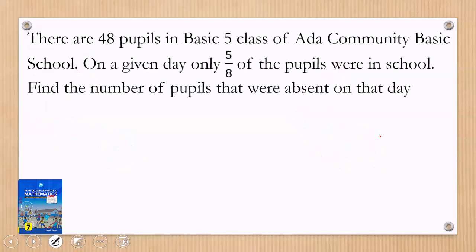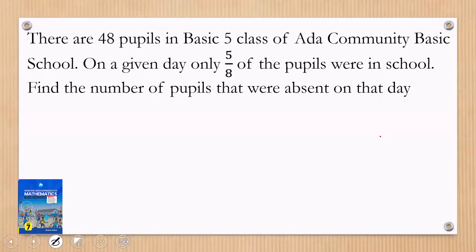Okay, now let's do it in a more practical way. There are 48 pupils in a Basic 5 class of Adan Community Basic School. On a given day, only 5/8 of the pupils were in school. Find the number of people that were absent on that day.